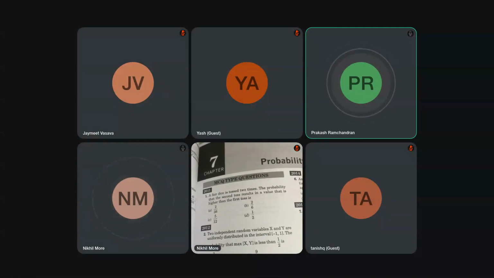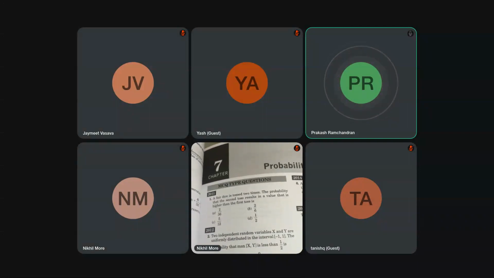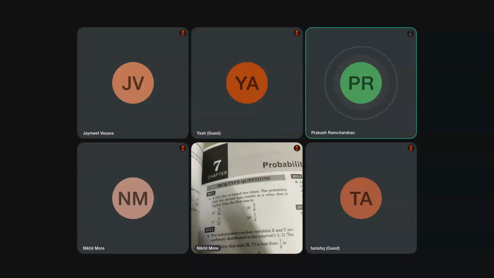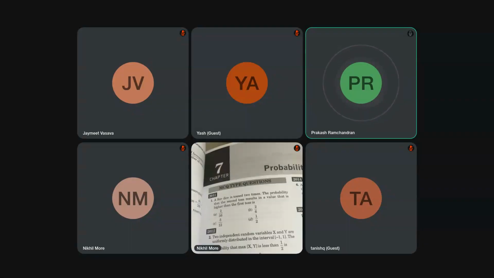Because what they are trying to do is find the probability that the second toss results in a value that is higher than the first toss. So they are trying to figure out how you will calculate this, right? So the question comes down to how do we calculate this?